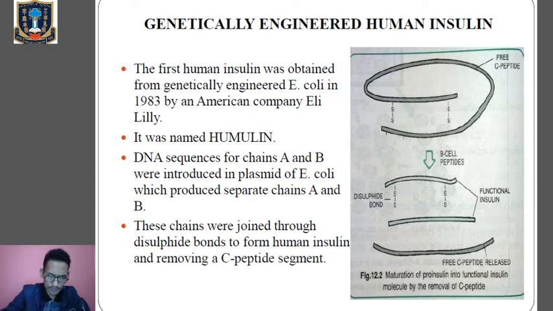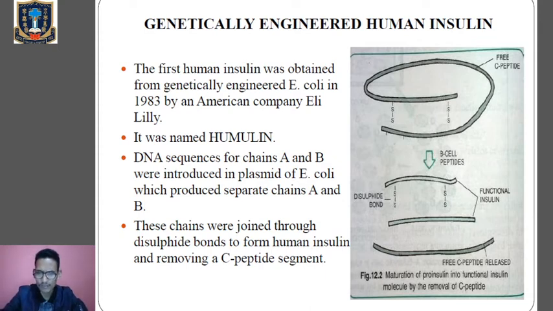So first of all we learn about genetically engineered human insulin. It's on page number 614. All of you are aware that insulin is the hormone which is used for the treatment of diabetes mellitus. Clear? So insulin is the hormone which is secreted by the islets of Langerhans of the pancreas, and it is used to control or for the treatment of diabetes mellitus.